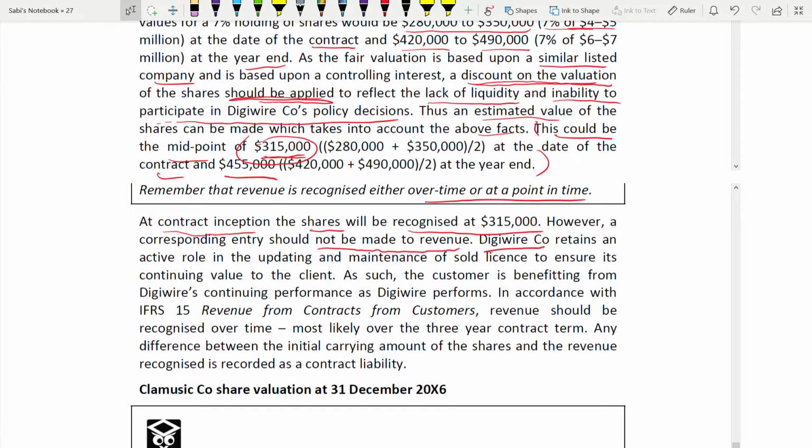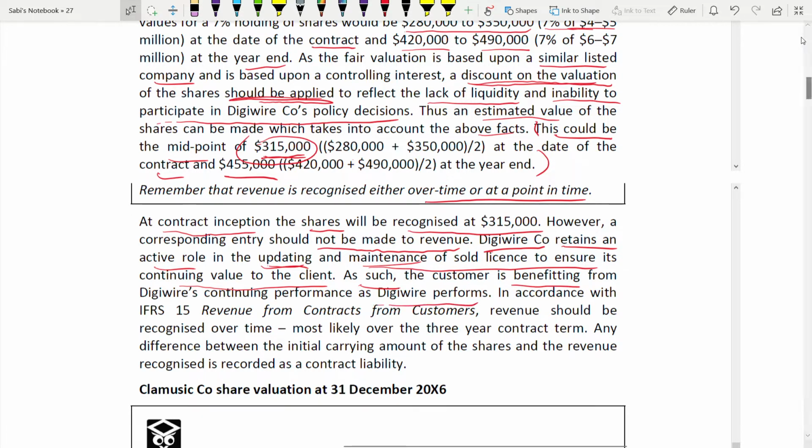So Digiwire retains an active role in the updating and the maintenance of the sole license to ensure its continuing value to the client. Why are we talking about this retained active role and all? To recognize revenue, control should go to the customer. That's why we are seeing who has the control, Digiwire or the customer. If customer, okay, recognize revenue. If Digiwire, do not recognize revenue. So here Digiwire retains an active role in updating and maintaining the license to ensure its continuing value to the client. As such, the customer is benefiting from Digiwire's continuing performance as Digiwire performs.